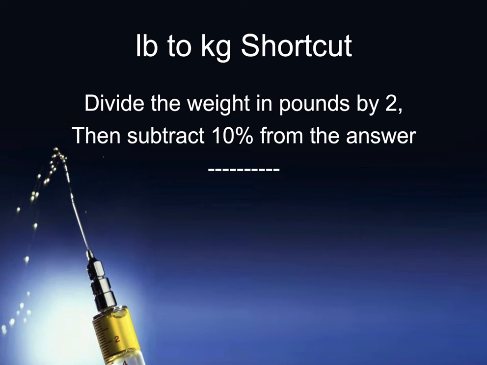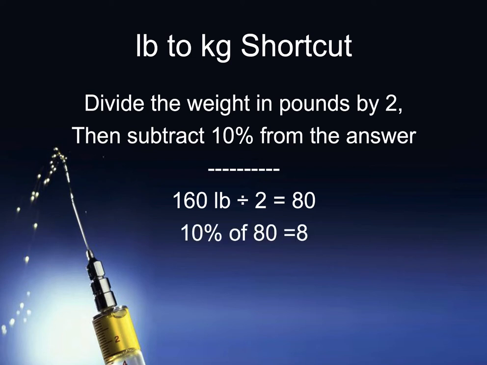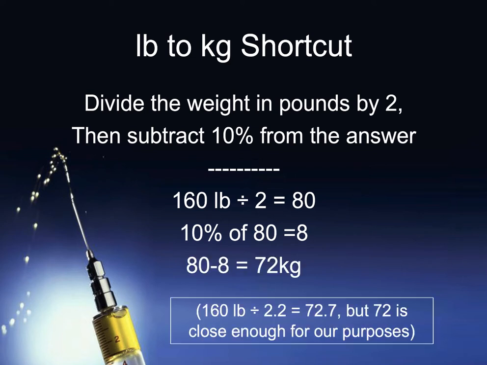A shortcut you can use to get there a little easier is to divide the weight in pounds by 2 and then subtract 10% from the answer. For example, a 160 pound patient, you divide that by 2, you get 80. 10% of 80 is 8, and if you subtract 8 from 80, you get 72 kilograms.